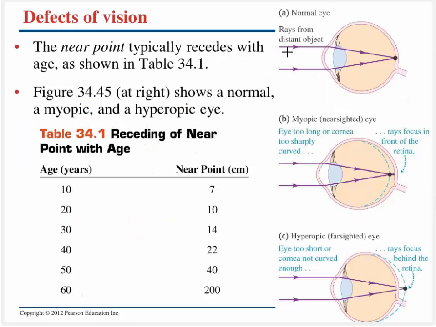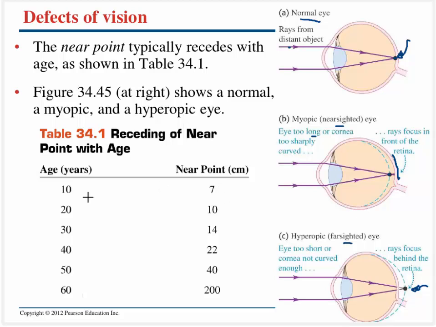We can of course have some defects in our vision. If you want to picture a normal eye with parallel rays coming in, it turns out they're going to focus just on the retina, so it's going to be perfect. If we're nearsighted, it turns out that our eye is too long, and so the focus is going to be a little bit in front of the retina. If we're farsighted, the focal point is going to be behind the retina, and we can correct this with glasses, as I'll talk about on the next slide.